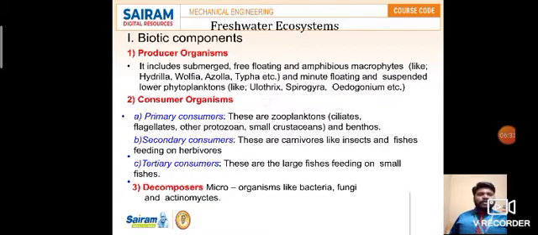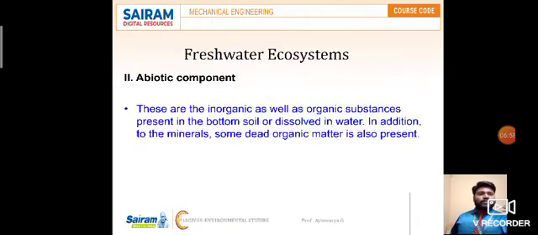Now moving on to the decomposers. They are microorganisms like bacteria, fungi, and actinomycetes. These are the decomposers. They break organic matter down into smaller parts and consume it. So they are called decomposers.